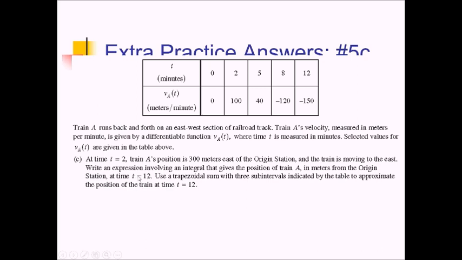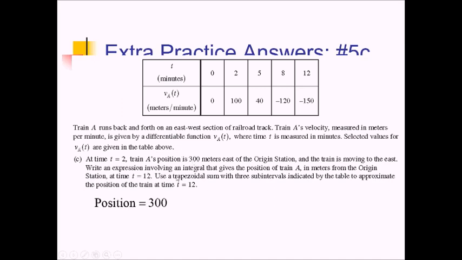So first, we need to figure out where we are. Now, they told us at time 2 we were at 300. We have the position at a certain time. We also have a function for the rate of change of position, the velocity. So what we're going to do is use our fundamental theorem to write this expression. I'm going to say that our position at time 12 is going to equal 300.